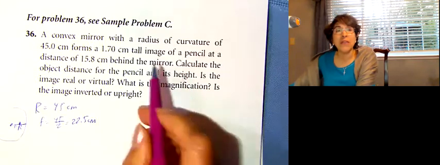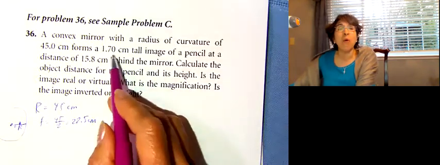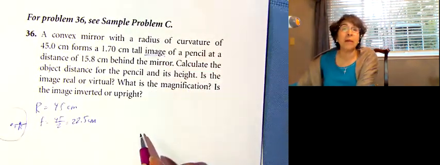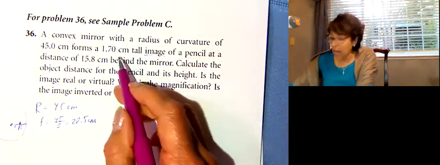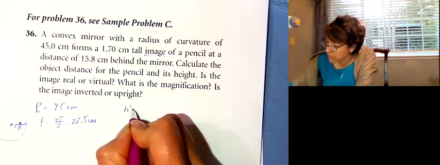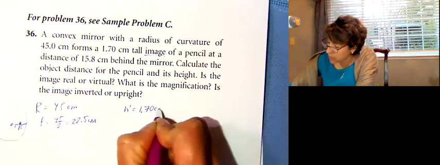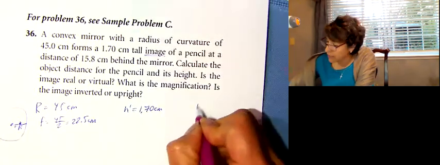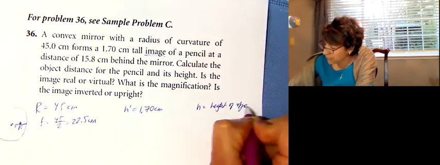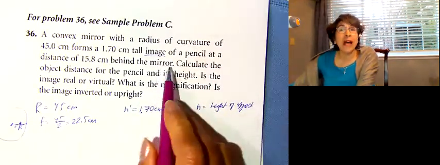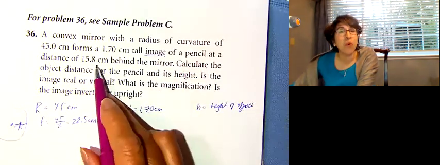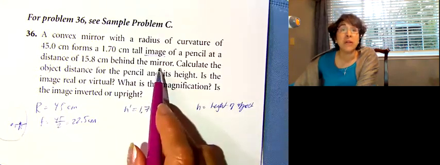All right, now they tell you that it forms a 1.7 tall image. Look at that. They're giving you the image, not the object. Okay, and it's the height. So the height, we're going to say H prime for the height of the image is 1.70 centimeters. H is usually the height of the object. And they tell you that the image of this pencil is at a distance of 15.8 centimeters behind the mirror.